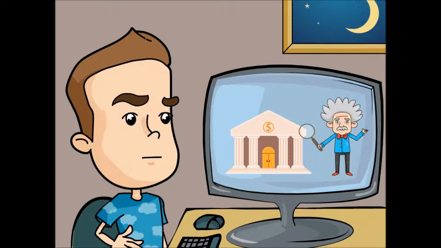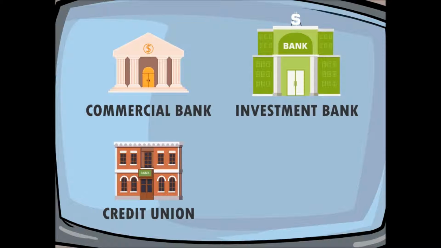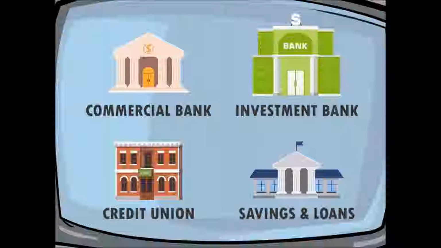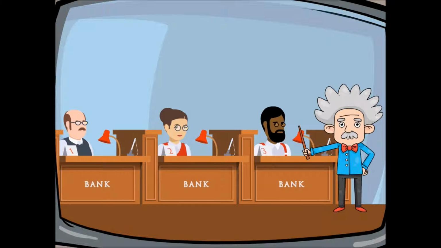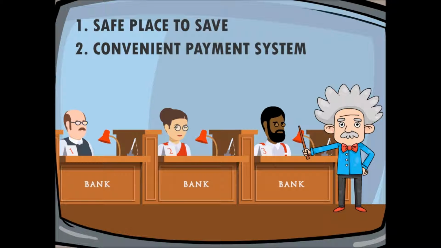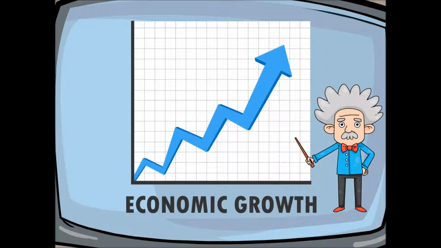Banks are institutions that collect money from large numbers of depositors and lend it to different borrowers for various purposes. Some banks also engage in other activities. The main types of banks are commercial banks, investment banks, credit unions, and savings and loans. You can learn the differences between them later. But why do we actually need banks? Banks play three essential roles in an economy. They provide savers with a safe place to store their wealth. They facilitate trade by providing a convenient payment system. And they connect savers with borrowers. This is all critical for economic growth.